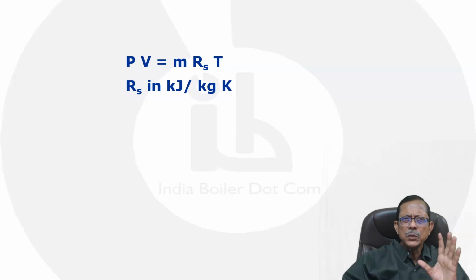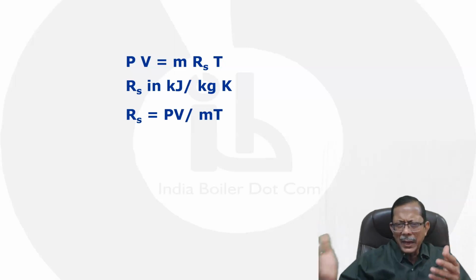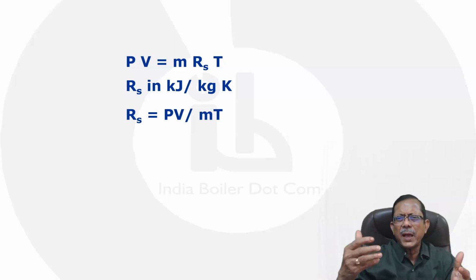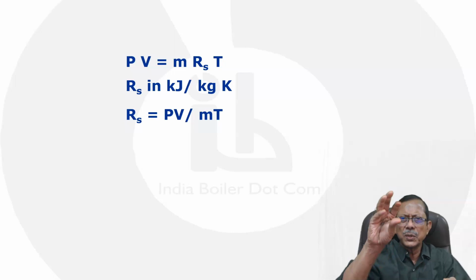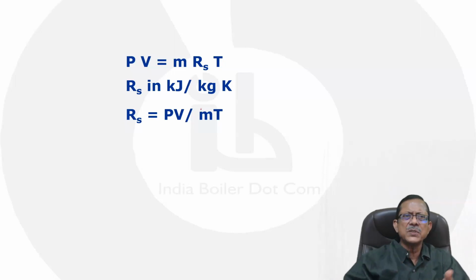Now kilojoule per kg Kelvin, if you see, then if I just want to find out how the Rs can be expressed, from PV equals mRsT, I can say Rs is equal to PV by mT, right? Now PV goes to the kilojoule part, mT is the kg Kelvin, because mass is given in kg and temperature is in Kelvin.